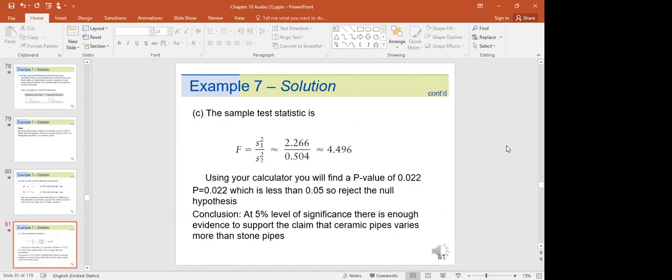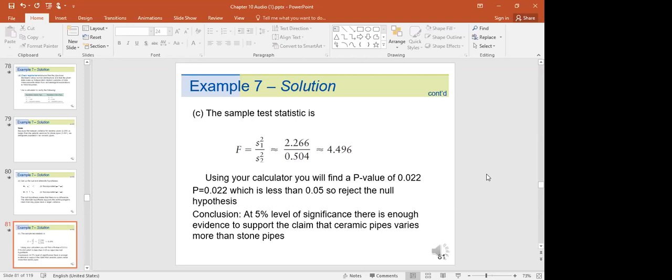So what is the test value F? 4.49. And the p-value? 0.0436. No, you choose different from.